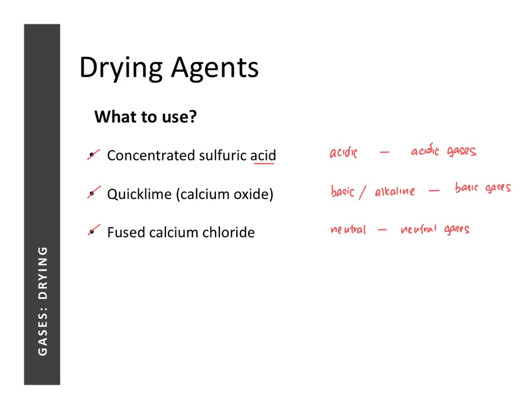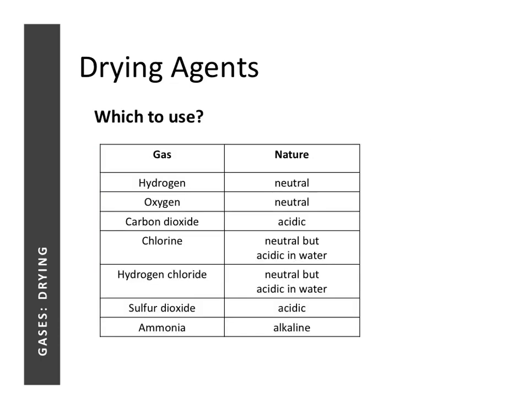So again, the natural question is, how do I know whether a gas is acidic, basic, or neutral? And for that, the easiest way is again to memorize. I've given you the list of gases over here. Hydrogen, oxygen, they are neutral. So the drying agent that I would recommend is your fused calcium chloride. Carbon dioxide is acidic.